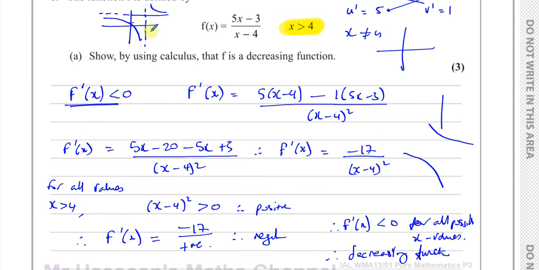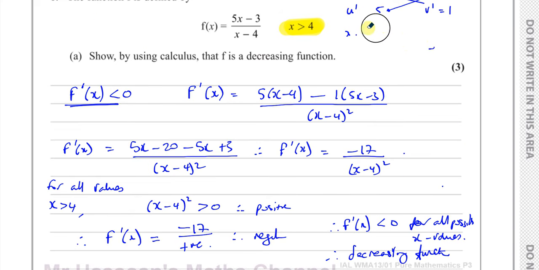We can see that it's always going to have a negative gradient, even when x is less than 4. With this particular function, we actually won't have anything on this side because x is only greater than 4, so it's only going to have something over there. However, even if this condition wasn't there, it would always have a negative gradient anyway, the whole time. So that's just part A, with a little bit of extra information there.